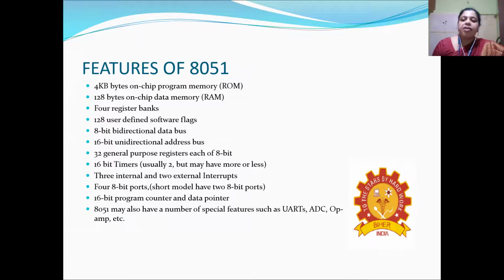And apart from that, it also has special features such as UART, Universal Asynchronous Receiver Transmitter, Analog to Digital Converter, op-amp, etc.